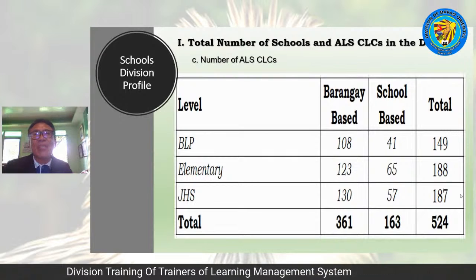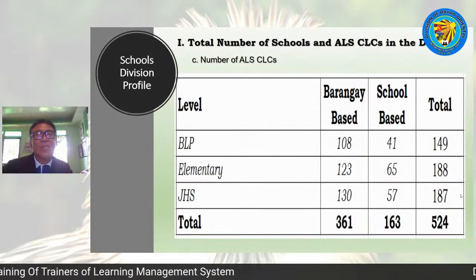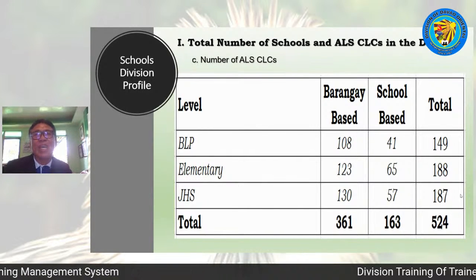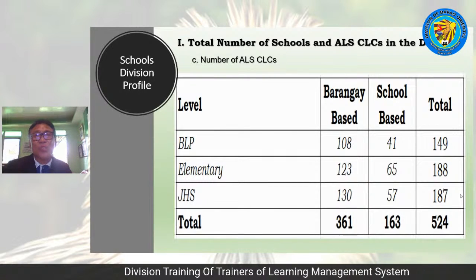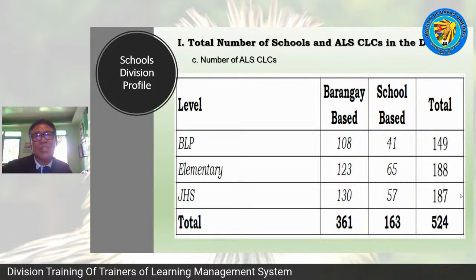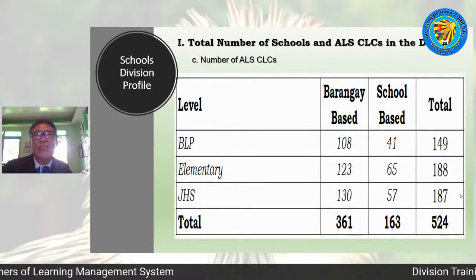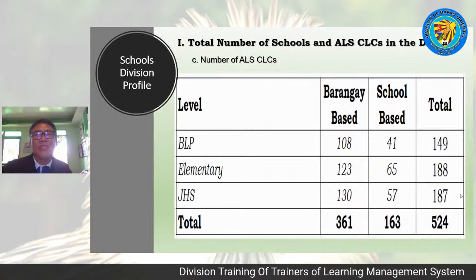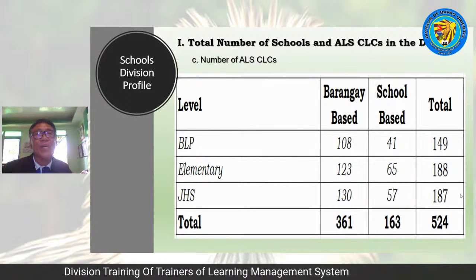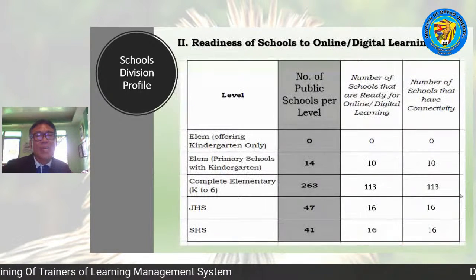Okay, total number of schools and learning centers in the division. So we have the barangay-based and school-based. For the BLP, we have 108, school-based 41, then total 149. So total elementary, junior high school, and kinder, we have 361 barangay-based and school-based 163, in the total of 524. So next.